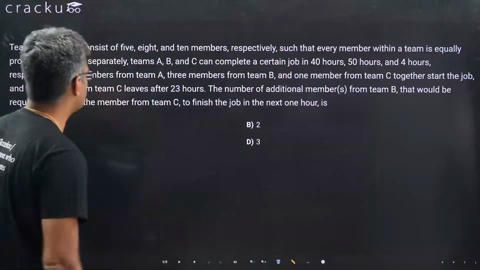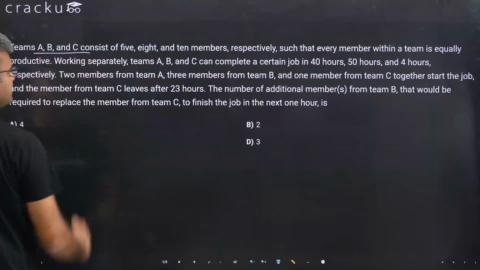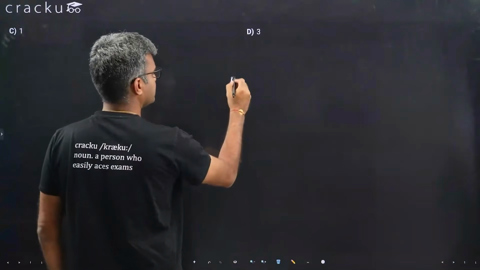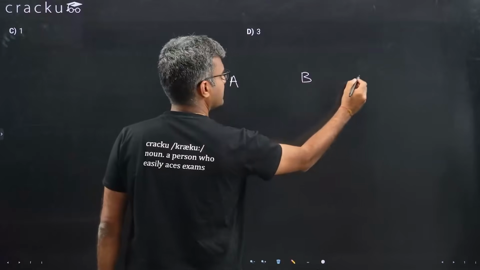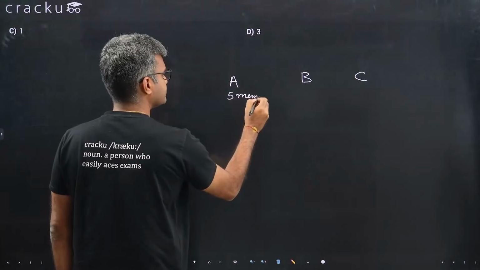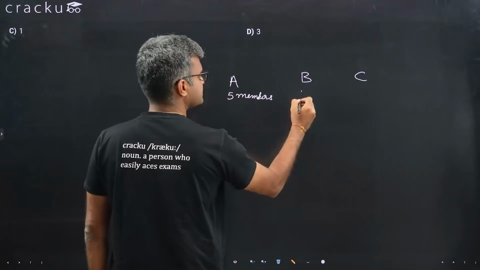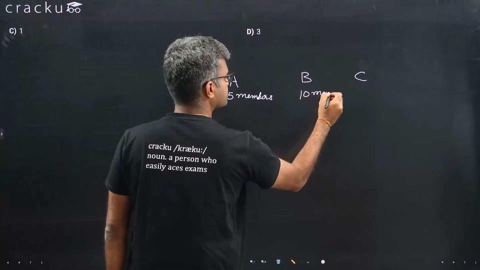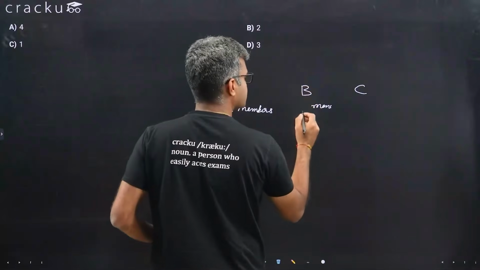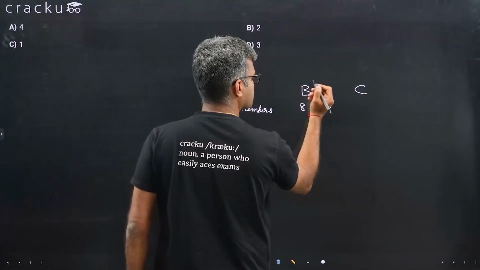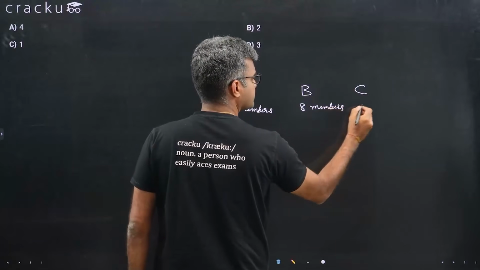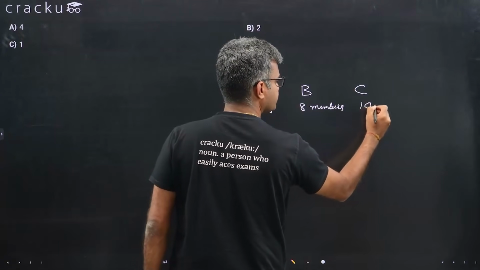In this question, we are told that there are three teams, A, B, and C. They consist of 5, 8, and 10 members. So we have A, we have B, and we have C. A has 5 members, B has 8, and C has 10 members.